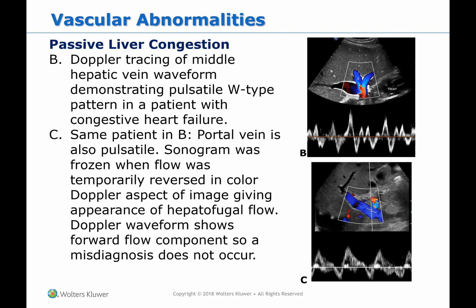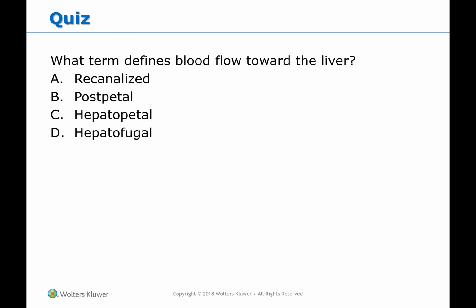Okay, I think I'm going to stop on that because I want to really concentrate on our cyst. But first, our quiz. What term defines blood flow towards the liver? We just talked about this. And if you said C, hepatopedal, you are correct, because we're going to pedal towards the liver. So the portal vein has hepatopedal flow in a healthy liver.